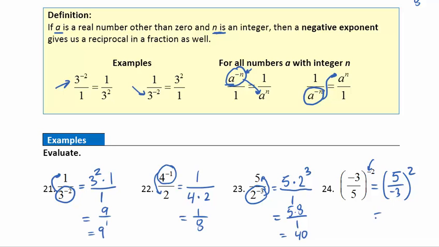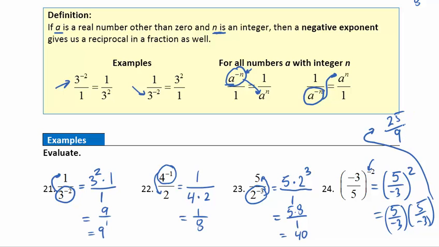Now I'm ready to evaluate. So I'm just going to square this. So that means I'm going to take 5 over negative 3 times 5 over negative 3. Let's see, I'll come right up here to give this answer. Running out of room there a little bit. So then across the tops, I'll have 5 times 5, which is 25. Going across the bottoms, I'll have negative 3 times negative 3, which gives me positive 9.